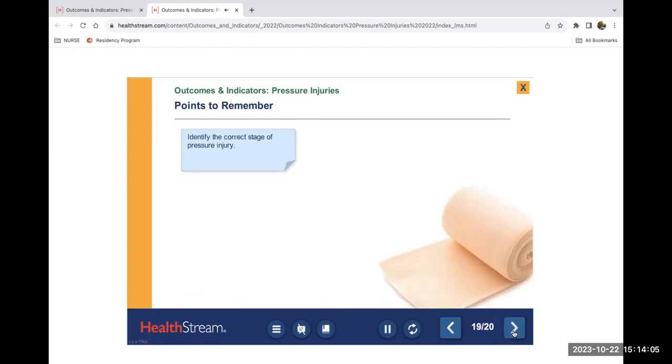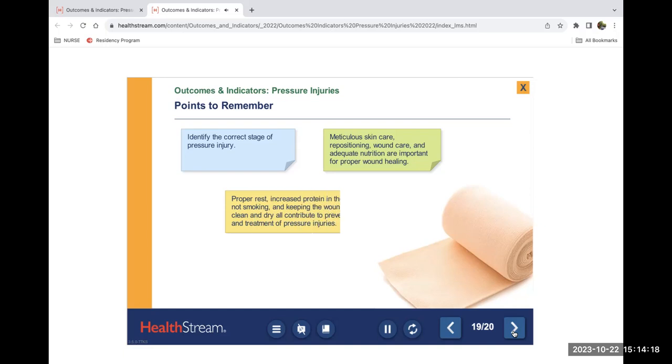Identify the correct stage of pressure injury. Meticulous skin care, repositioning, wound care, and adequate nutrition are important for proper wound healing. Proper rest, increased protein in the diet, not smoking, and keeping the wound clean and dry all contribute to prevention and treatment of pressure injuries.